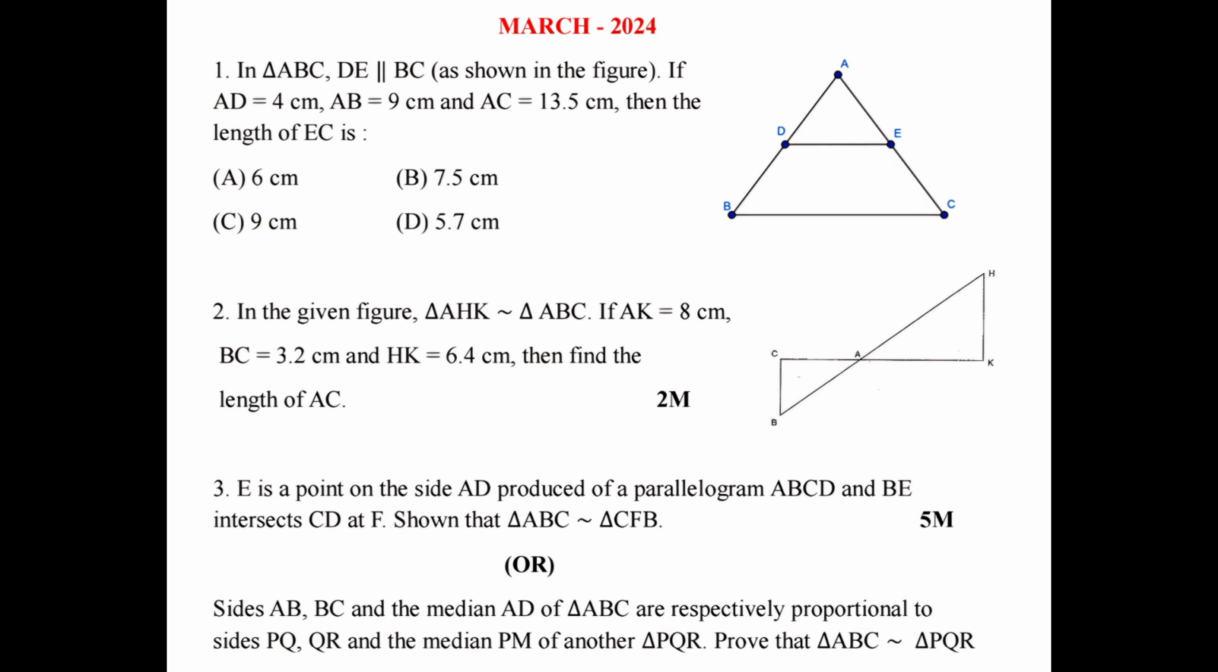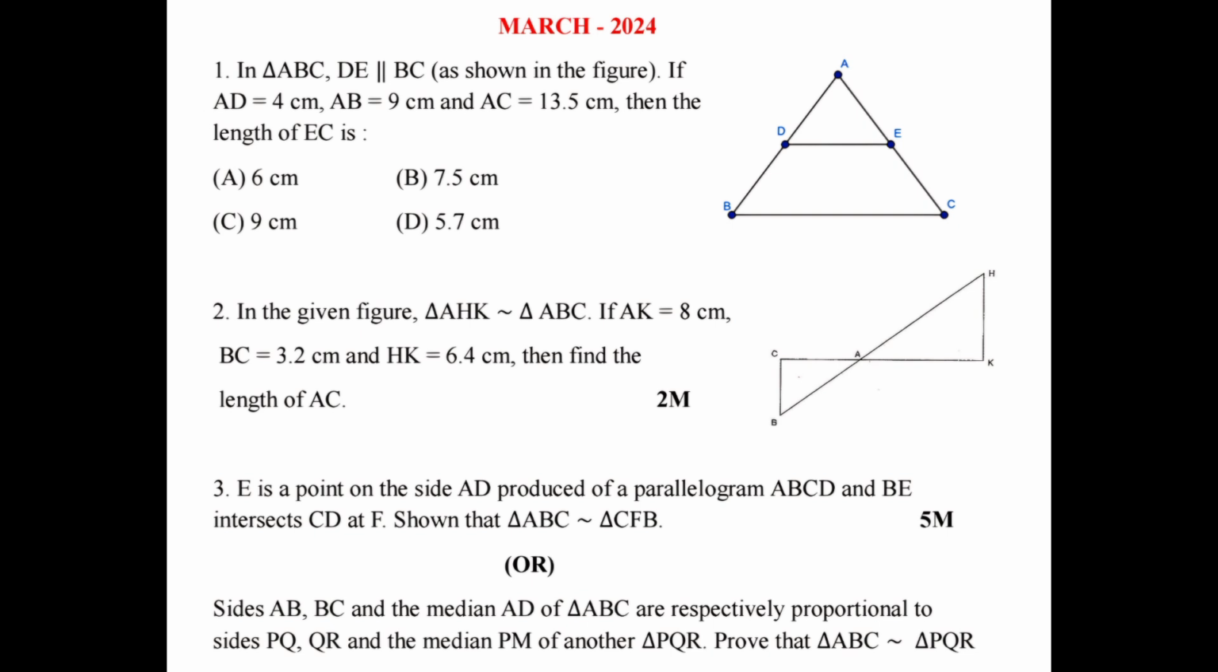In March 2024, the question is in triangle ABC, DE is parallel to BC is given. AD is equal to 4 centimeters. AB is equal to 9 centimeters. That means the other part is 5 centimeters only. Now AD by AB is equal to 4 by 9 you will get, or AD by DB is equal to 4 by 5 you will get, and on the right side AC is given as 13.5.